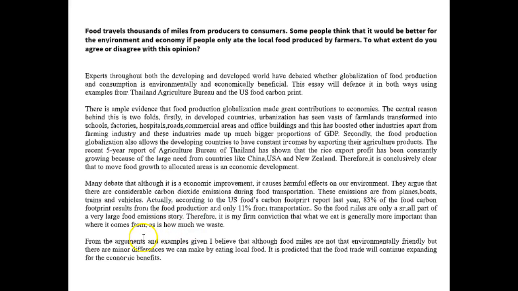All right, let's keep going. From the arguments and examples given, I believe that although food miles are not that environmentally friendly, get rid of the but. There are minor differences we can make by eating local food. It is predicted that the food trade will continue expanding for the economic benefit.